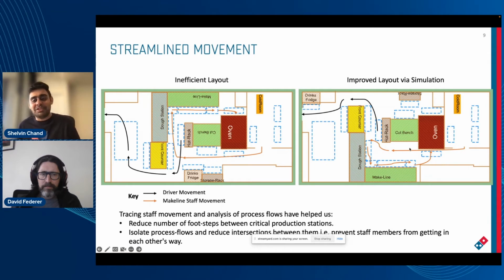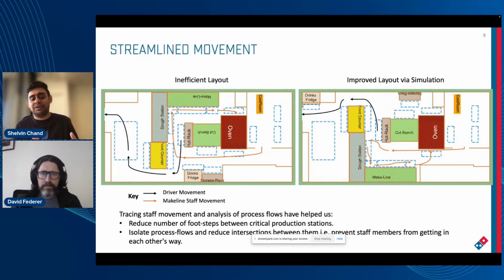We came up with this alternate layout here, which is essentially a vertical flip of the layout on the left, where the make line and dough station have gone to the bottom, and the front counter has gone to the top. And while it may not be obvious, the oven and cut bench here have changed orientation, so the entry of the oven is here. And so this has done two things, right? This has now gotten rid of that intersection that we were having, where staff members were getting in each other's way.